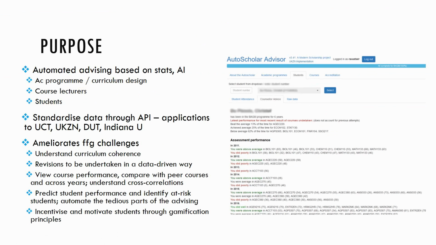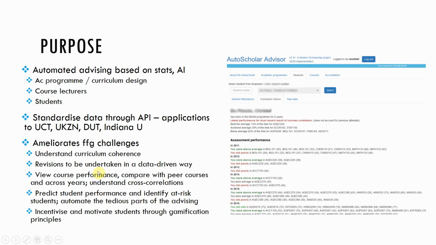This project standardizes the data coming to the AutoScholar through an application programming interface, and that's how we are able to use the system across multiple institutions. So the AutoScholar in particular looks to understand the coherence among the courses in a curriculum. So do the concepts scaffold well, and does it all build up to a good capstone event or course? It also helps us to consider revisions to the curriculum in a data-driven way. So does it make sense to add or remove particular courses or content?